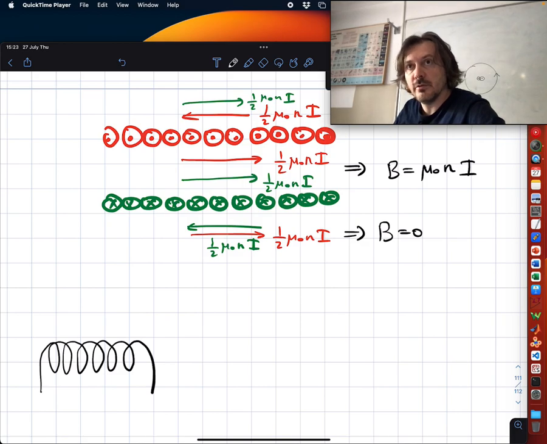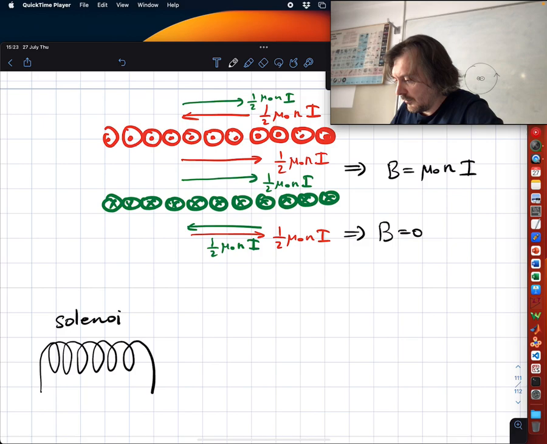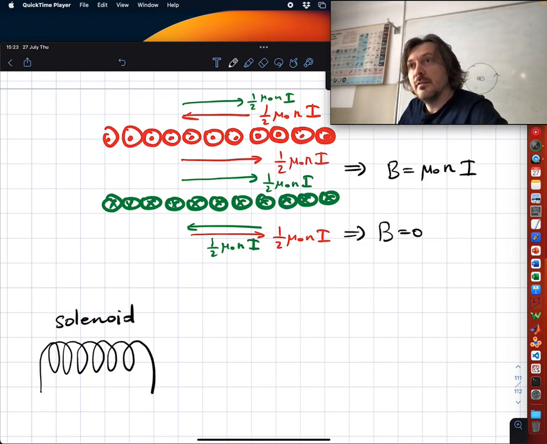Solenoid'in Türkçesi solenoid. What? Yes, as far as I know.